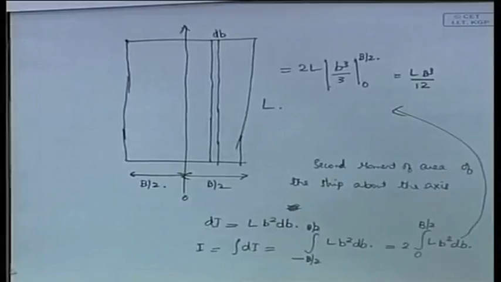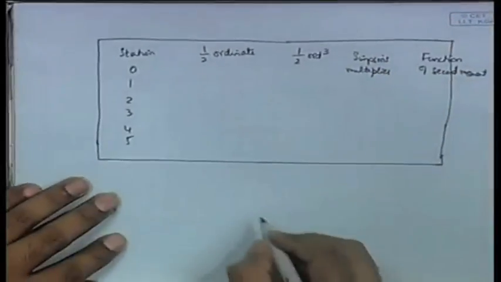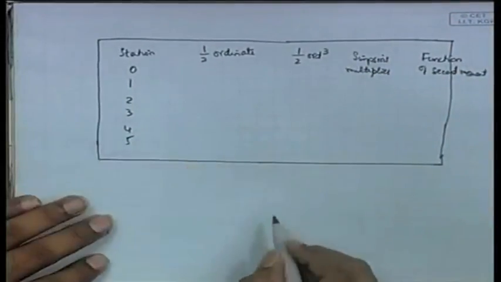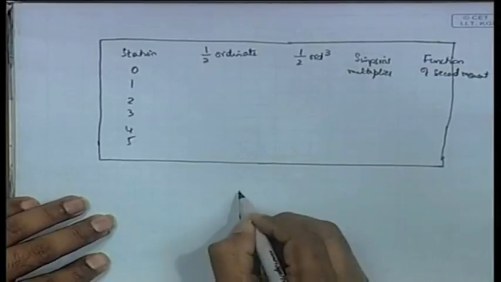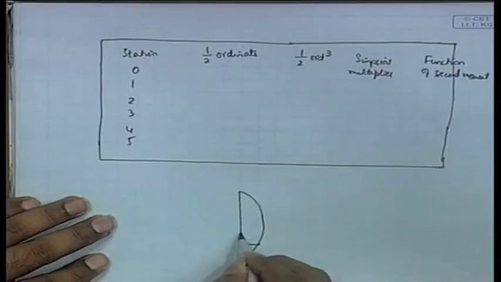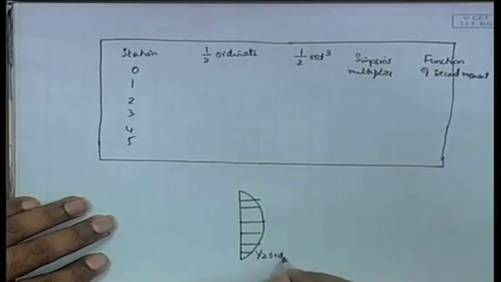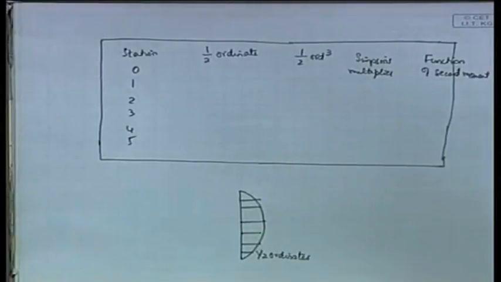Now for this problem, if we come back, just like that rectangular strip we had, in this case we have some other body, and likewise we have these half ordinates. Just like your LB cube by 12, what are you doing here? You are actually applying that LB cube by 12 for small strips, and then you are summing it up using a Simpson's multiplier, and you are getting the I for the whole strip.